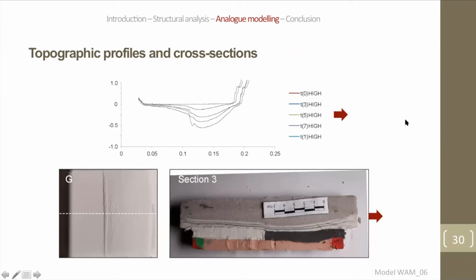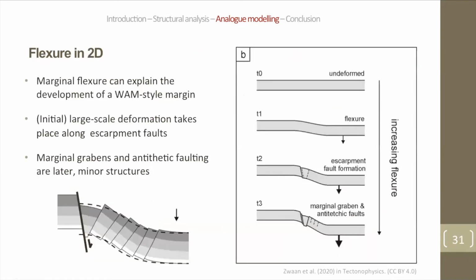And at the end of the model, we can make sections by wetting the sand, then freezing the whole model, and then cutting it. Now, if we put it all together, the flexure seen in 2D really nicely explains how the Western Afar Margin developed. So shown here to the right, we can see how flexure, at increasing steps, develops first an escarpment fault, and then later on the marginal grabens and the antithetic faults.